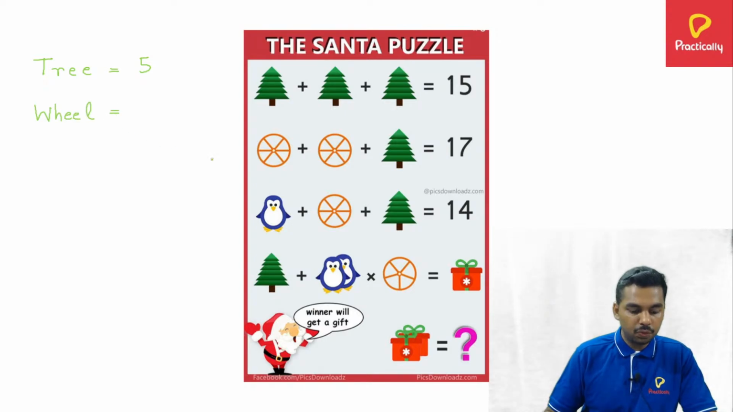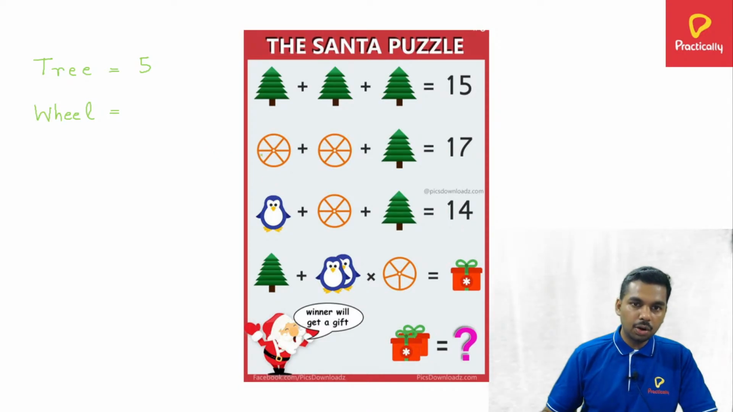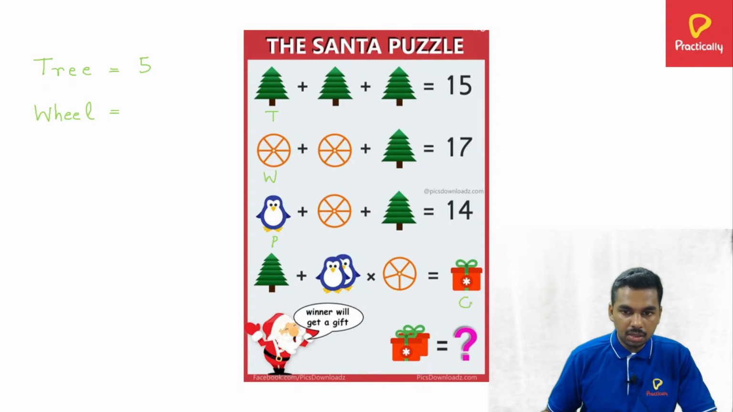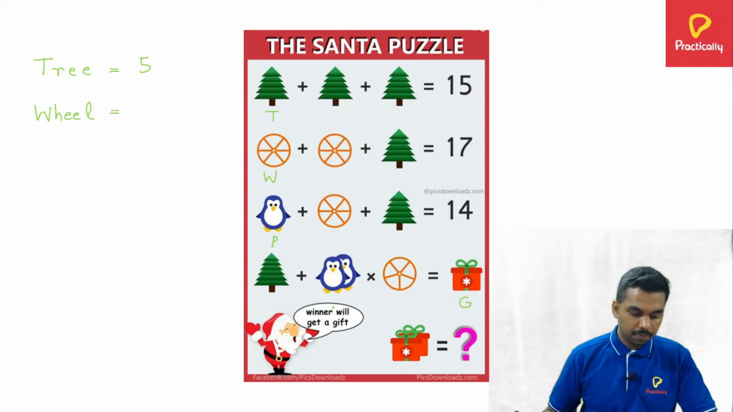What is the value of the wheel? Okay, so whenever you are typing the answer, just give, for tree it is T, just write T. For the wheel it is W, so just write W equal to or T equal to. For penguin it is P, for the gift it is G. Alright, so kindly put whether it is T, W, P or G.